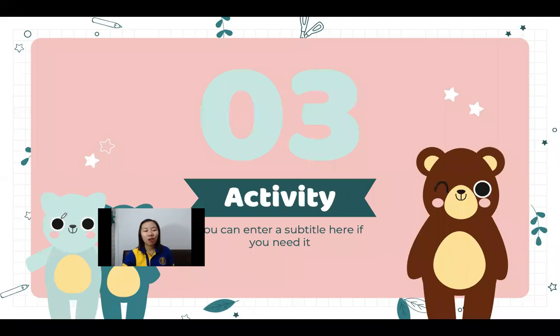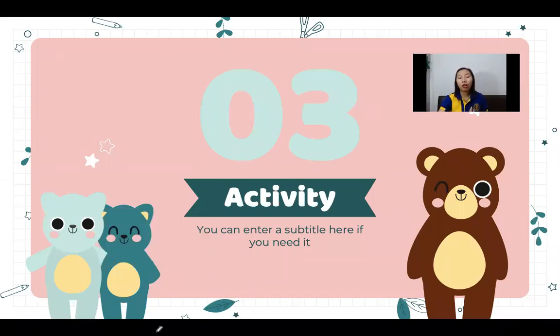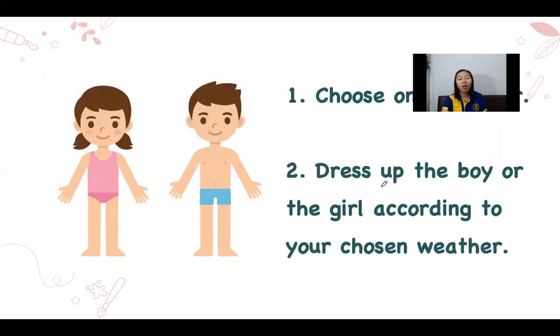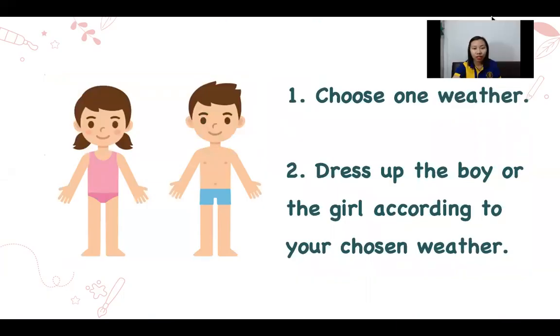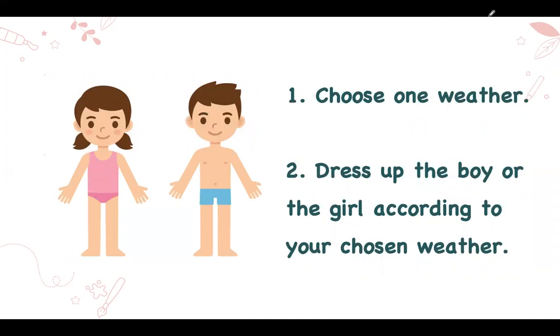All right. Good job, everybody. Now, as for our last part, an activity. We have here a boy and a girl, correct? So what you're going to do is choose one weather. You can choose sunny, cloudy, rainy, windy, or stormy. Just one weather, and dress up the boy or the girl according to your chosen weather.